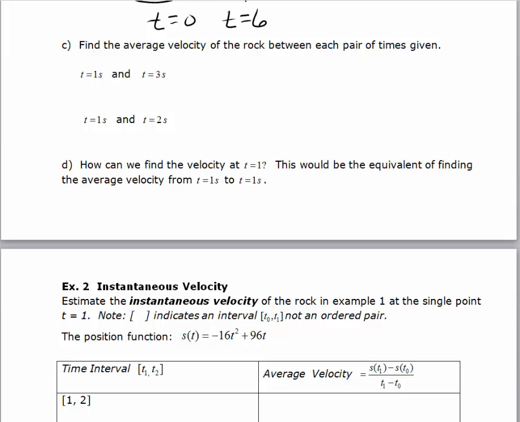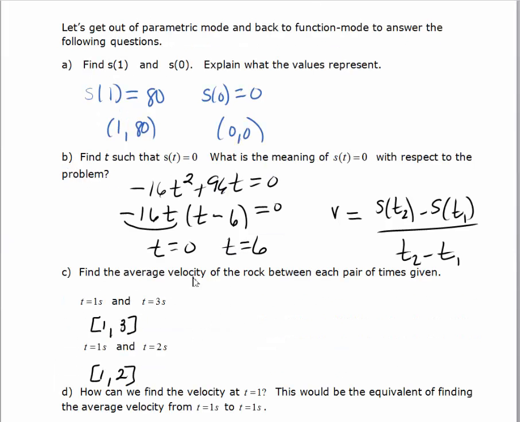Find the average velocity of the rock between each pair of times given, so over each interval. Another way of writing this would be find the velocity of the rock on the interval from 1 to 3 and on the interval from 1 to 2. And so in order to find the average velocity, and I will use this formula right here, v equals s of t sub 2 minus s of t sub 1 all over t sub 2 minus t sub 1. The subscripts are slightly different from what we used before, but this formula right here works. And we're going to need, we already know s sub 1, but we're going to need s sub 3, and also we're going to need s sub 2.